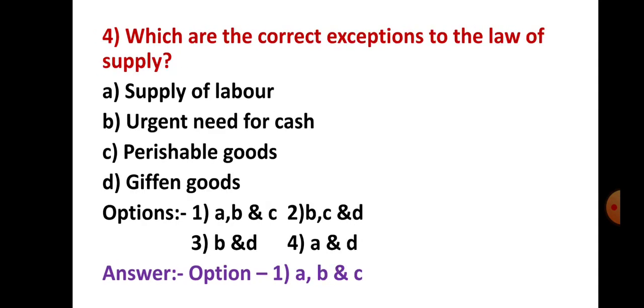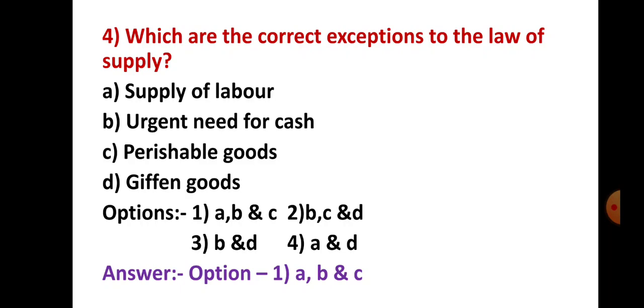Now let us see the next example, which are the correct exceptions to the law of supply. All of you know the exceptions of the law of supply. Here they have given 4 options: A, B, C, D. A, supply of labor; B, urgent need for cash; C, perishable goods; D, Giffen goods. Supply of labor, urgent need for cash, perishable goods, these 3 are the correct exceptions to the law of supply. But Giffen good is the wrong exception to the law of supply. Yes, Giffen good is the exception to the law of demand.